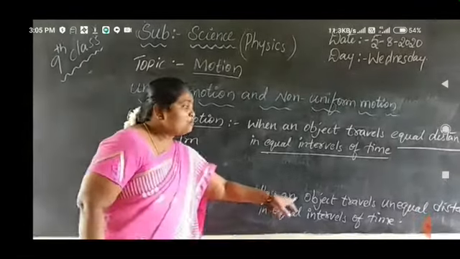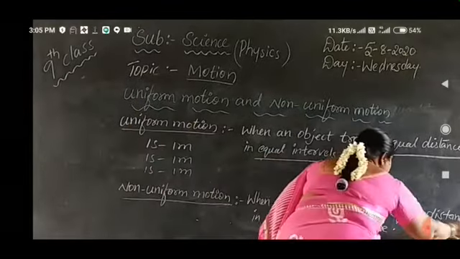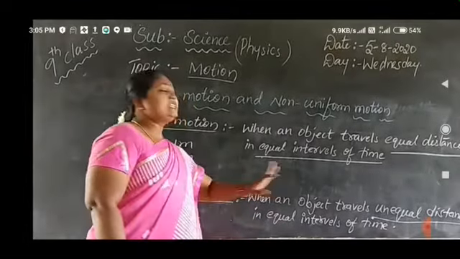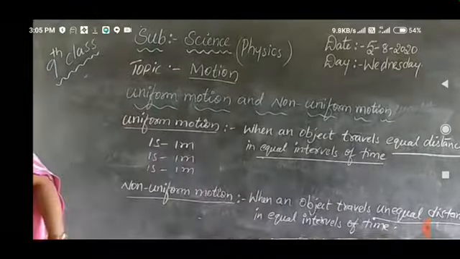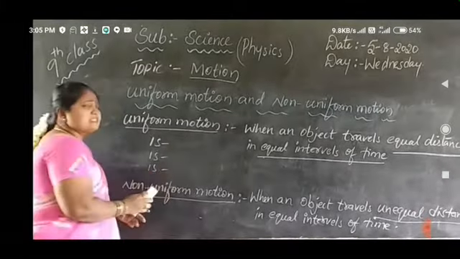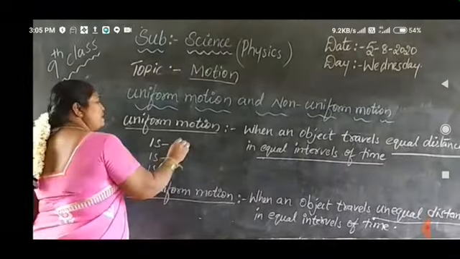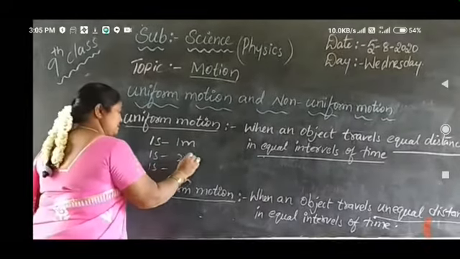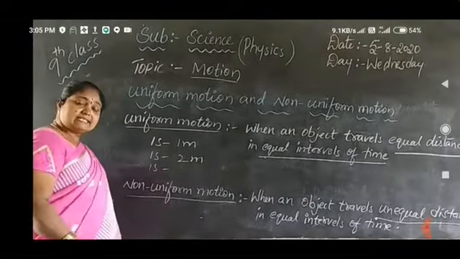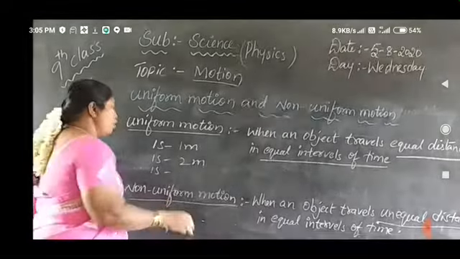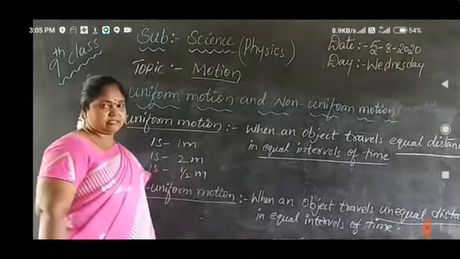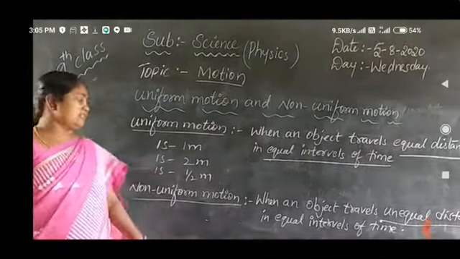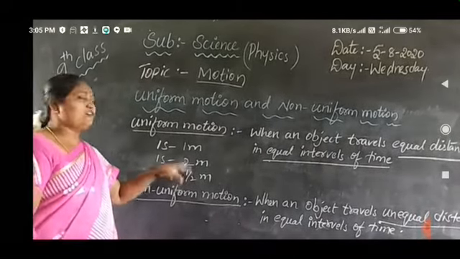Here, when an object travels unequal distance in equal intervals of time. For example, we can take the same example here. For the first second, a car has traveled 1 meter. For the second second, it has traveled 2 meters. And for the last second, the third second, it has gone only half a meter. Here we can see the variation: 1 meter in the first second, and 2 meters in the next second.